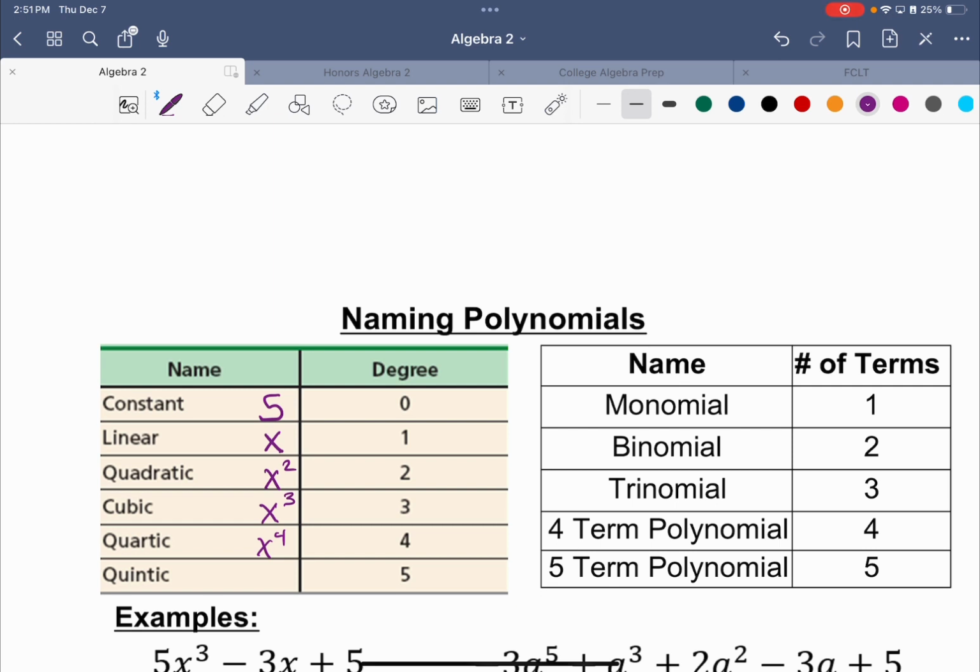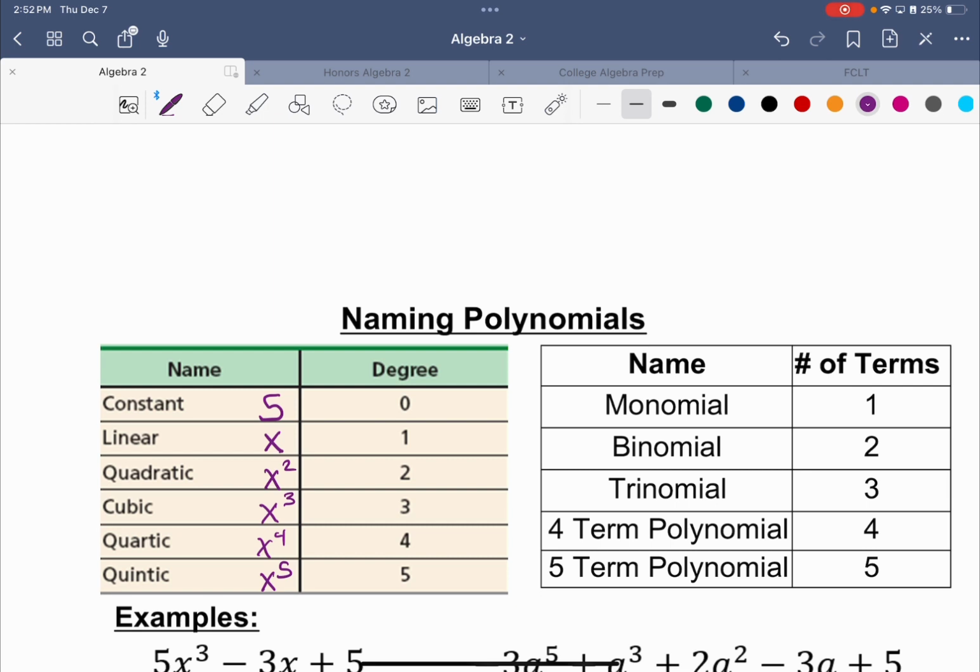How do you remember something's quartic? A quarter? Quarter's a quarter of a dollar, a fourth of a dollar. A quarter's a fourth of something. And then if it's fifth degree, x to the fifth, it's quintic. I remember quartic because it's a quarter. Quintic, it's just the next one.